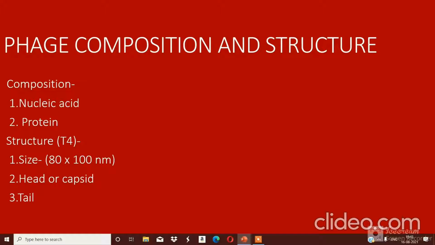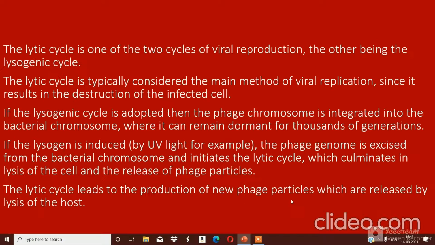Okay, so phage composition and structure. It is composed of nucleic acid and protein. And its structure comprises of head and tail. Okay, so there are basically two cycles, the Lytic cycle and the Lysogenic cycle, which occur when the virus infects a bacterial cell. The Lytic cycle is basically referred to as a cycle in which the cell is completely destructed, and the lysogenic cycle refers to where cell remain dormant for thousands of generations.